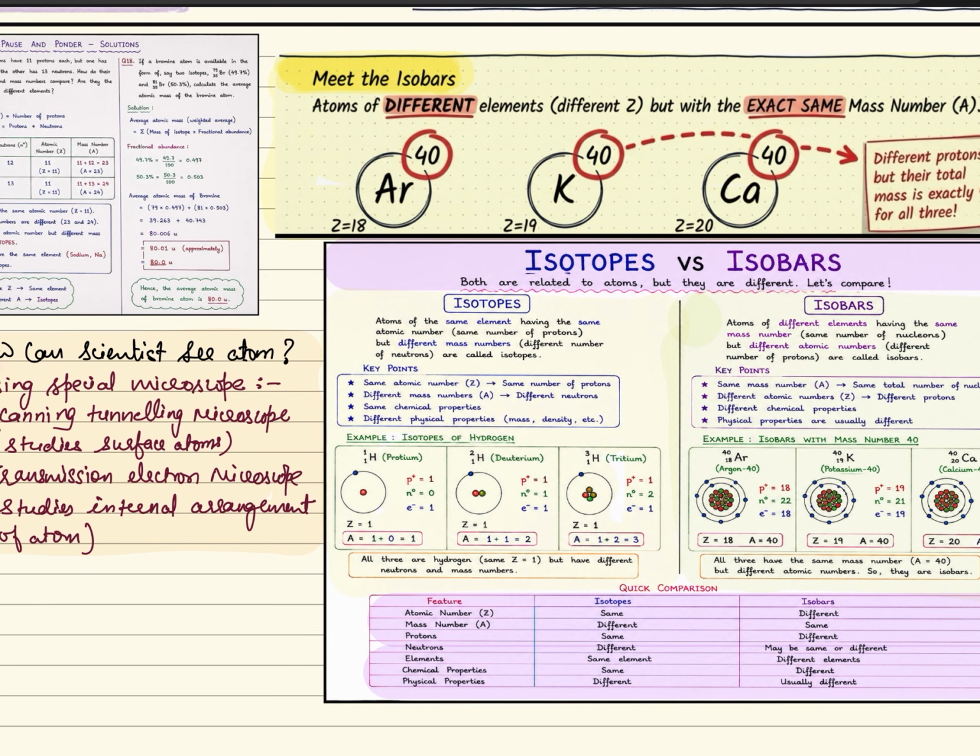And the last one, how scientists see the atom. We know that we cannot see atoms with the naked eye, so we use special kinds of microscopes. First is the STM, scanning tunneling microscope. It will study the surface of the atom. And the second is the transmission electron microscope. It will study the internal arrangement of the atom. So our chapter is over.